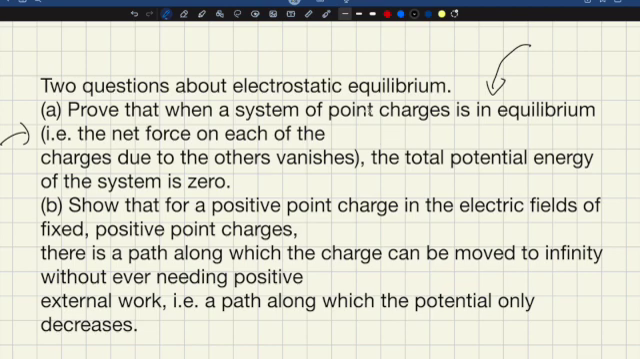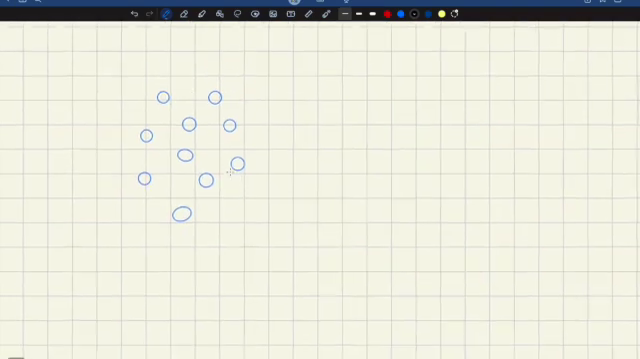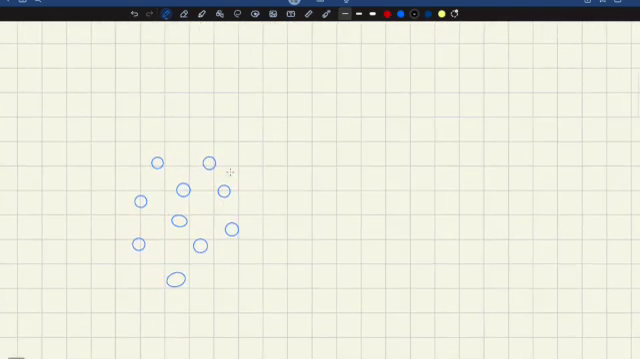And it's about a system of point charges, a system of particles, which is in equilibrium, meaning each and every charge in the system has zero force on it. And we want to prove that the total potential energy of the system is zero. So, very interesting problem. There's a very specific type of trick to it, which is pretty hard to see.